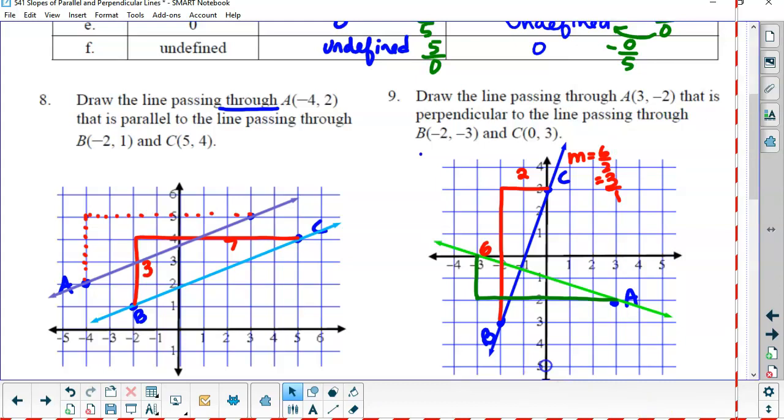So that angle in there will meet at 90 degrees. Again, you can use the formula to calculate the slope between B and C, but you're given grid paper, so you don't really need to.